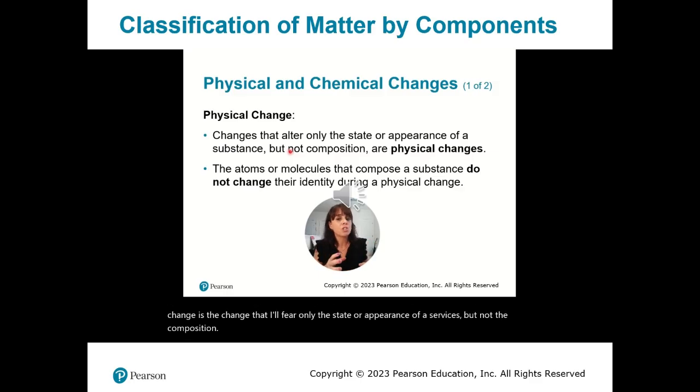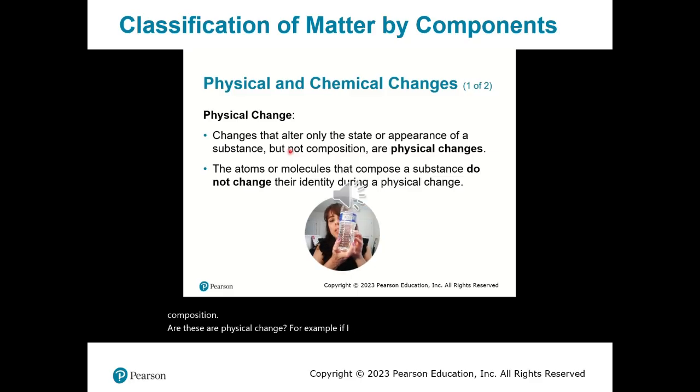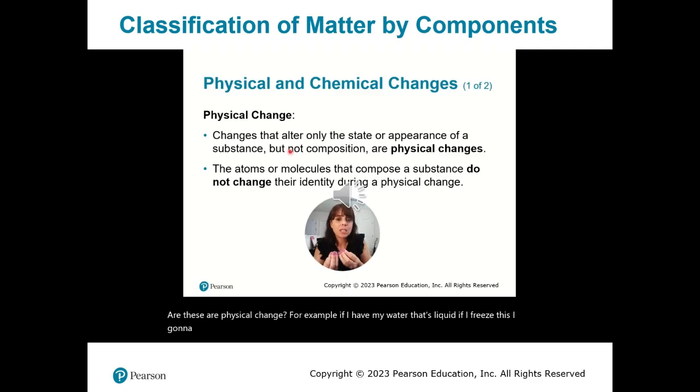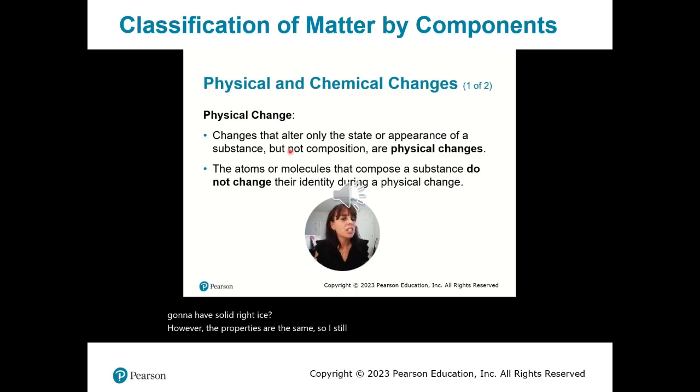These are physical changes. For example, if I have my water, that's liquid. If I freeze this, I'm going to have solid, right? Ice. However, the properties are the same, so I still have water. So I didn't change the identity of my substance.